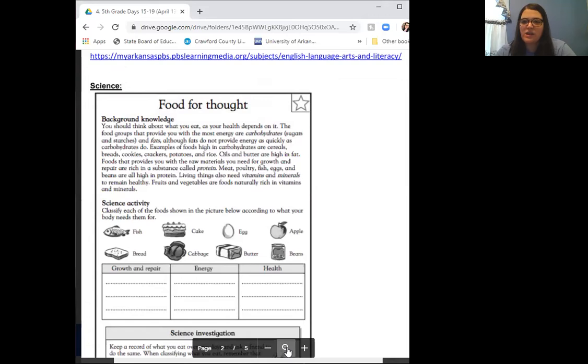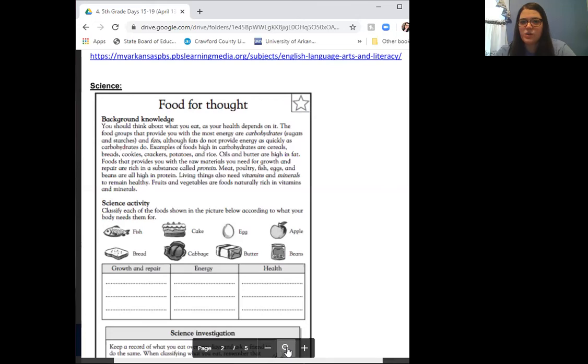It says you should think about what you eat, as your health depends on it. The food groups that provide you with the most energy are carbohydrates, sugars and starches, and fats. Although fats do not provide energy as quickly as carbohydrates do. Examples of foods high in carbohydrates are cereals, breads, cookies, crackers, potatoes, and rice. Oils and butter are high in fat.